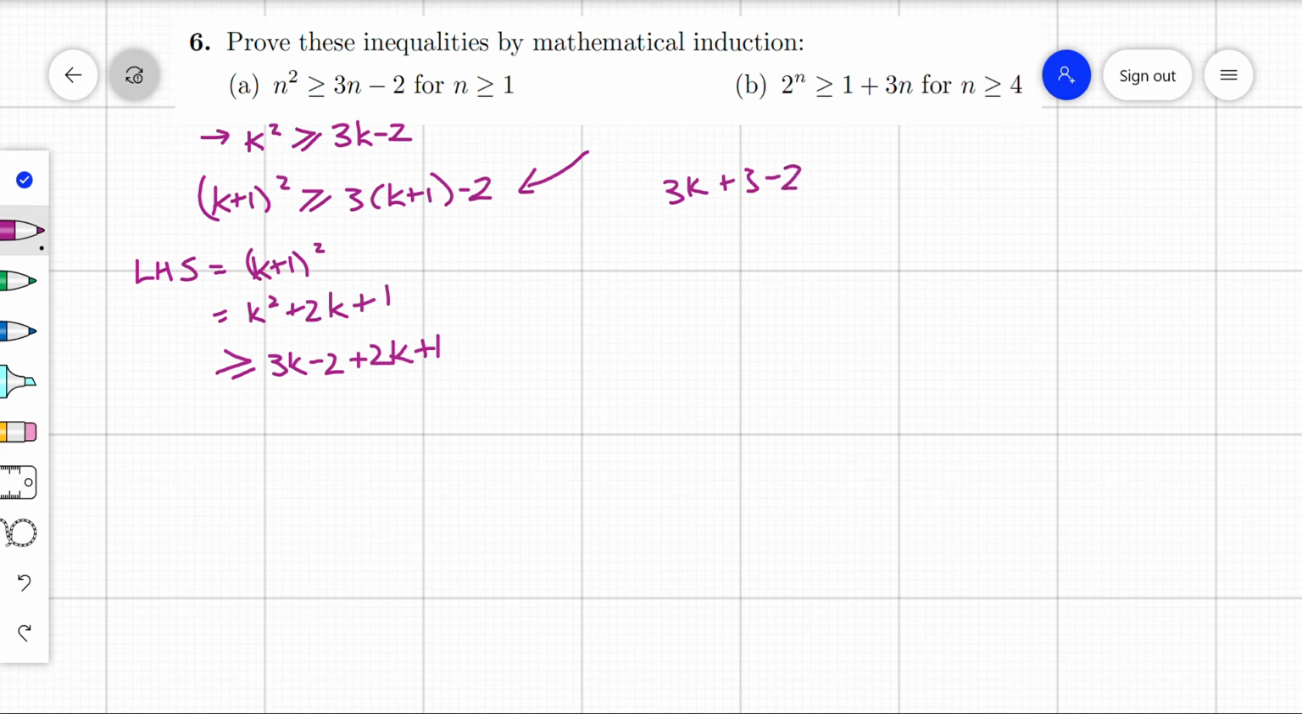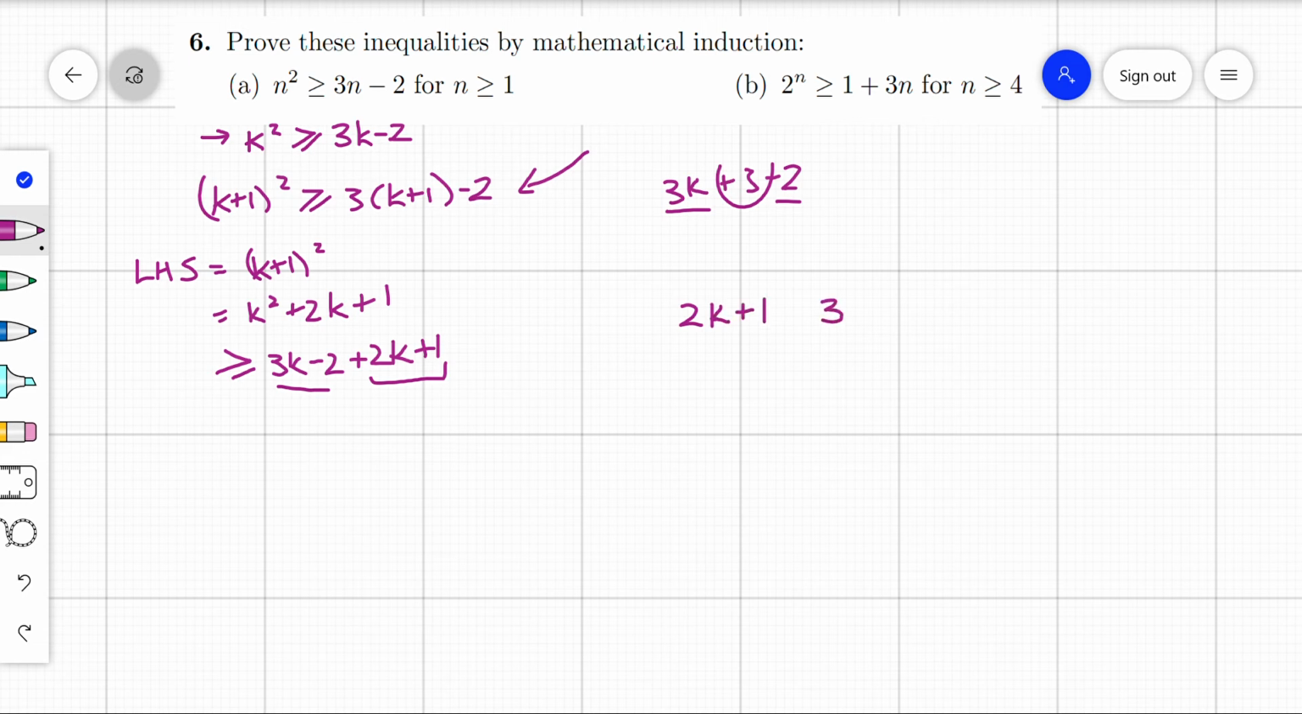So I'm getting the 3k and the minus 2, and then for the rest, I just have to show the rest is greater than or equal to 3. What am I doing? Sorry. So this is the bit that I've got extra, but I want it to be equal to plus 3. So I'm going to compare 2k plus 1 to 3.